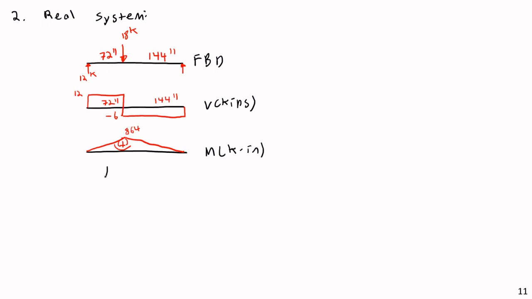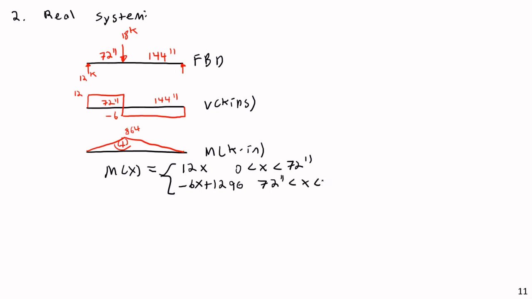And if you get the moment functions, again, just via y equals mx plus b, or whatever your preferred method might be, you can get that the moment as a function of x for the real system is 12x when x is between 0 and 72 inches, and negative 6x plus 1296 when x is between 72 inches and 216 inches.